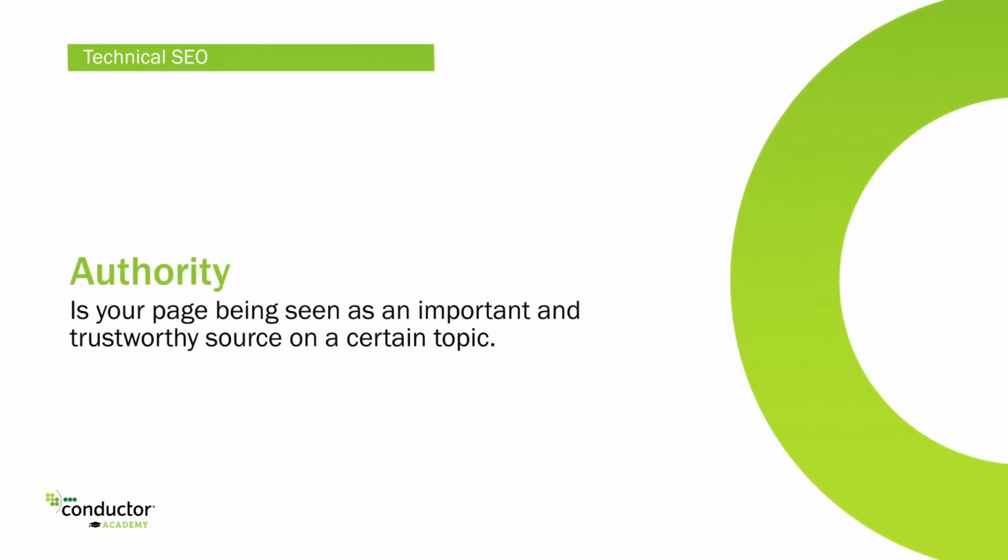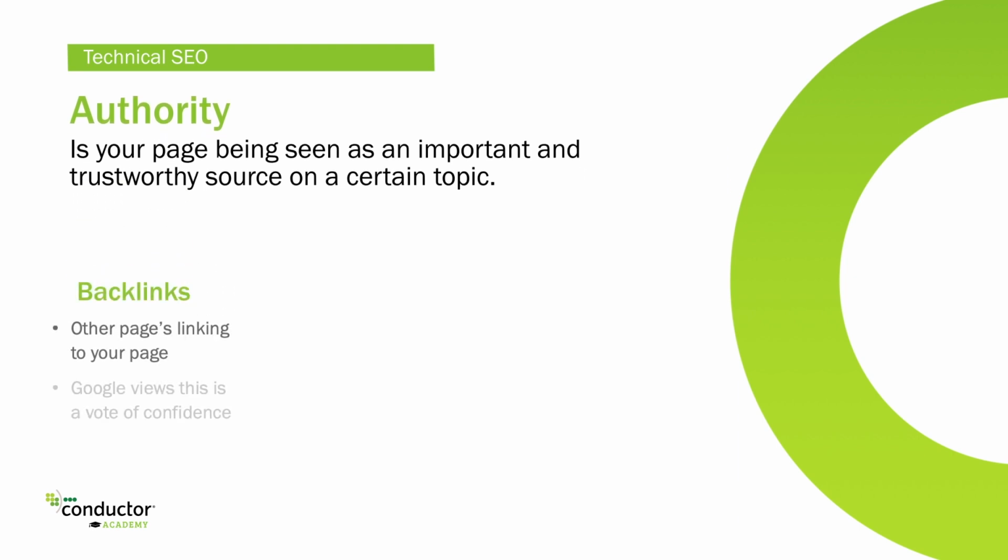Authority is another important factor to Google's ranking algorithm. This is Google seeing your page as an important and trustworthy source on a specific topic. Authority can be built through a connection of backlinks from other web pages that Google deems important.